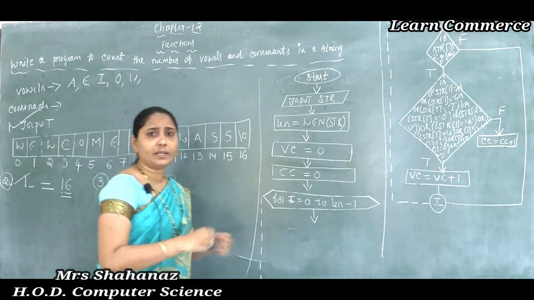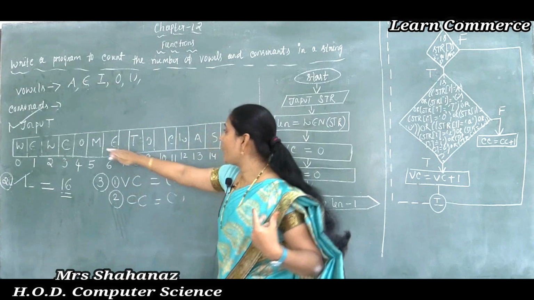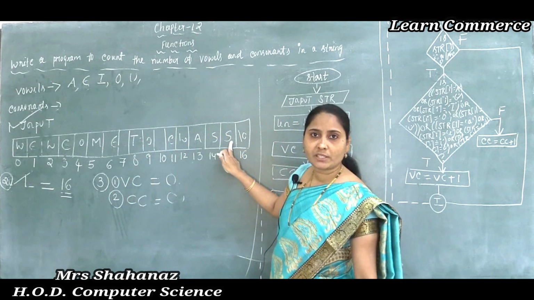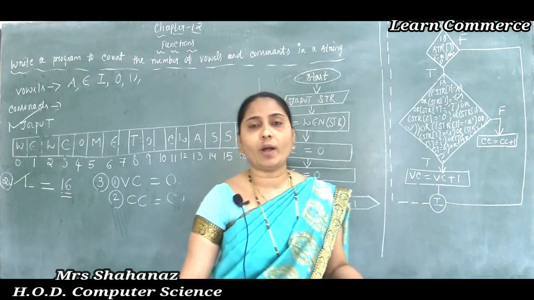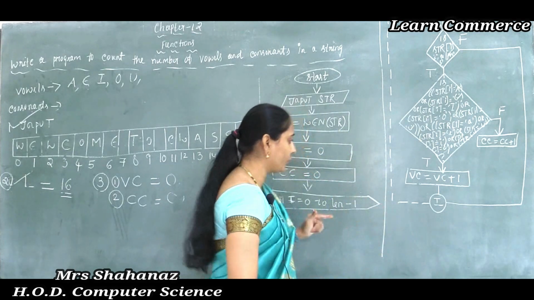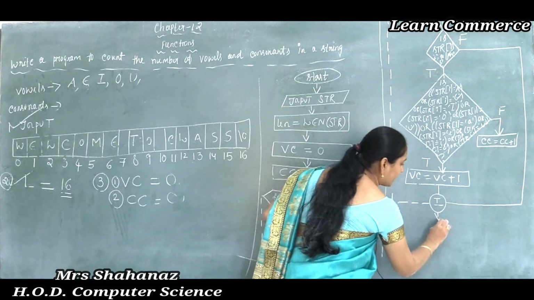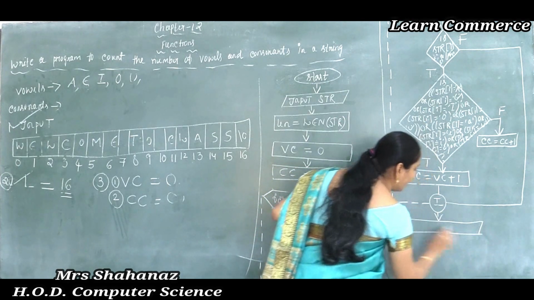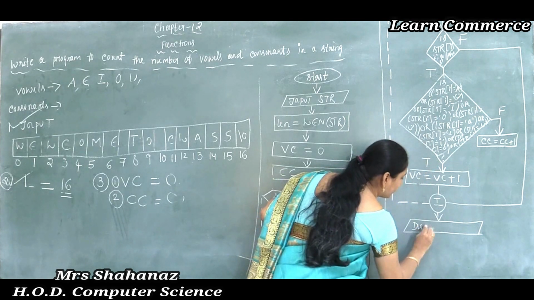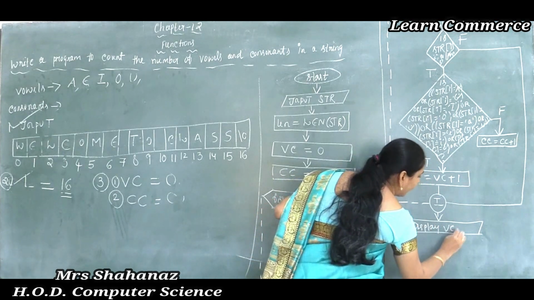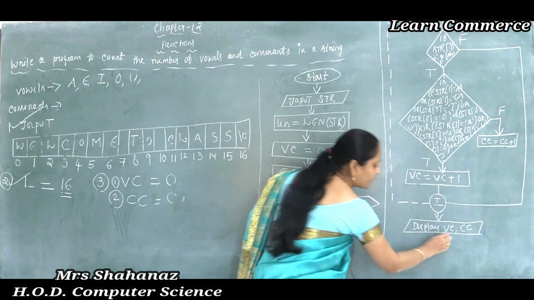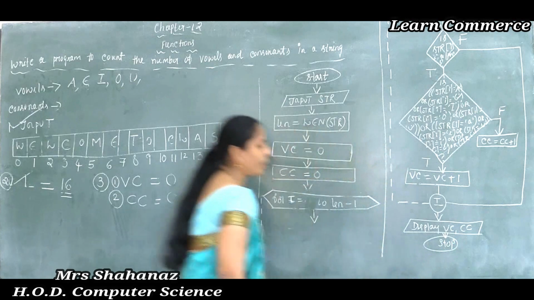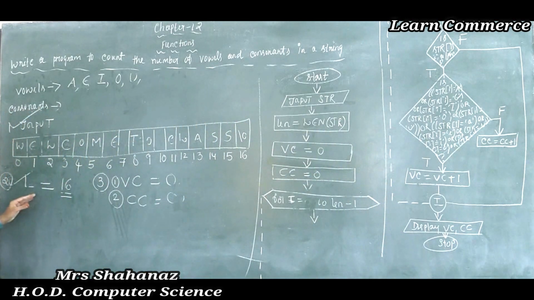So like that it will go one after another, and after accessing every character and reaching till here, it is going to display the VC value as well as the CC value. Okay? The VC as well as the CC value. So after that we need to use the output symbol. Display VC, also display the CC, and finally stop the program. Clear this point here? Finally stop the program.